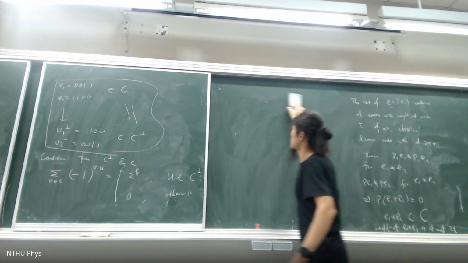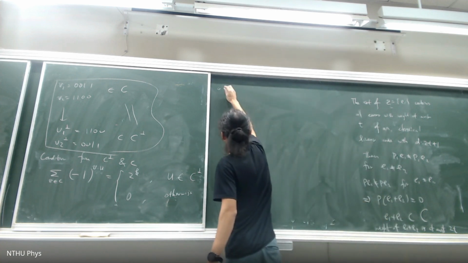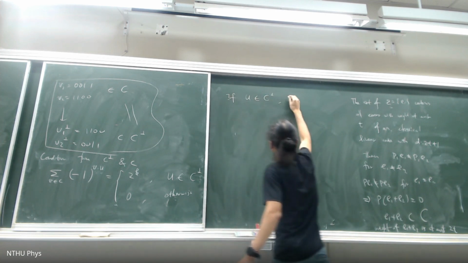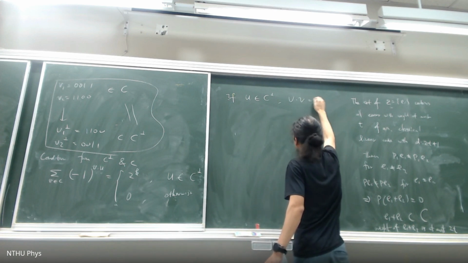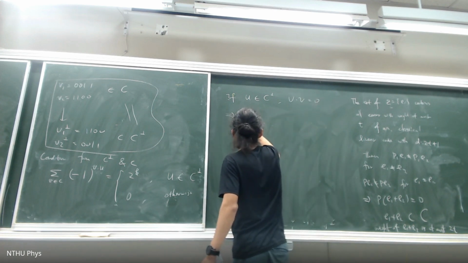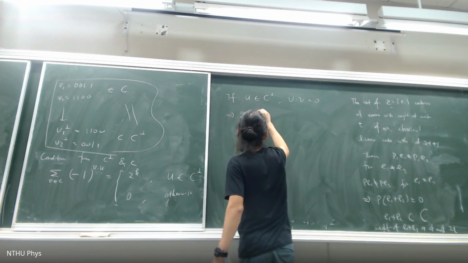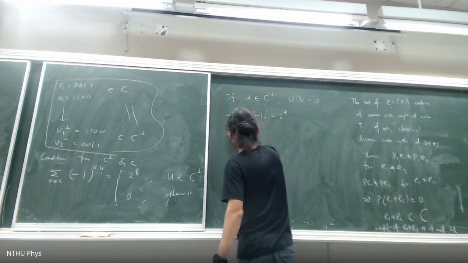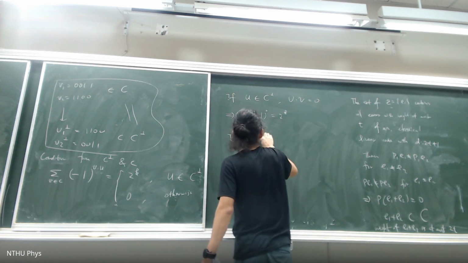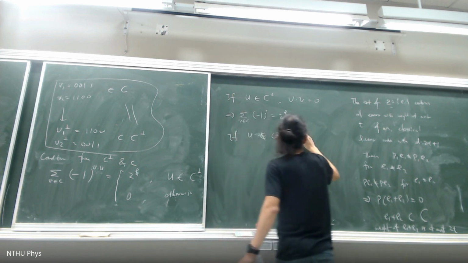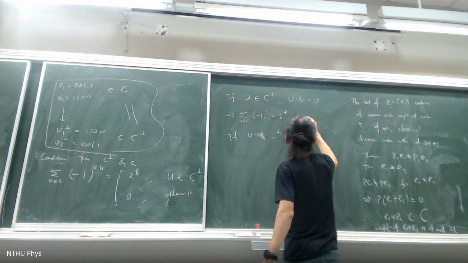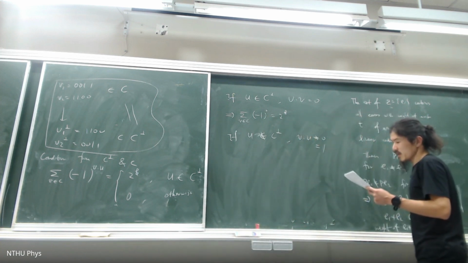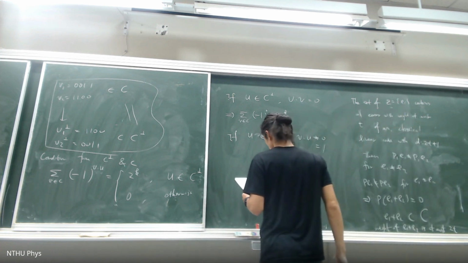Just trying to say one more time. If U belongs to C perpendicular, B dot U must be 0, and the sum over B belonging to the whole space of minus 1 to that power gives 0. If U does not belong to C perpendicular, then B dot U is not 0, so it becomes 1.